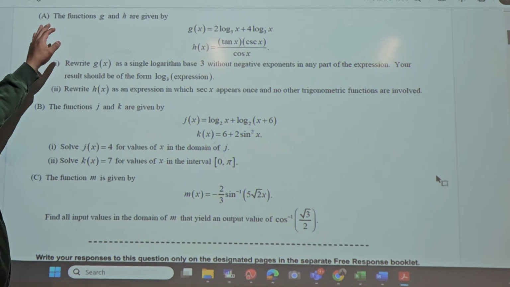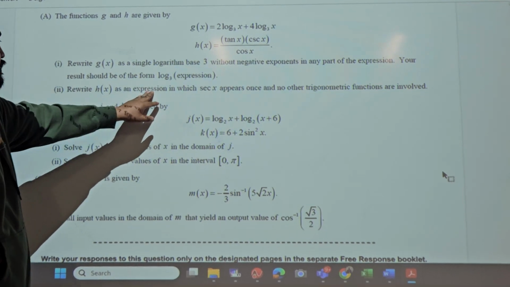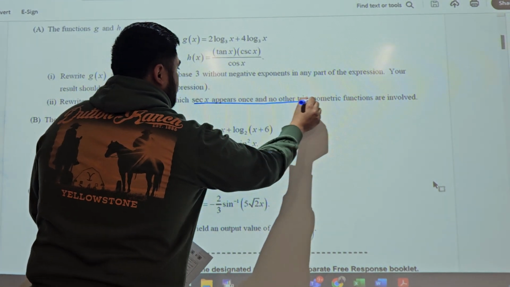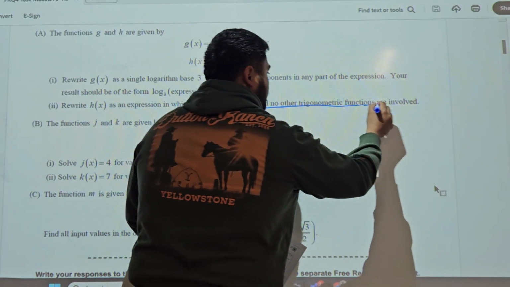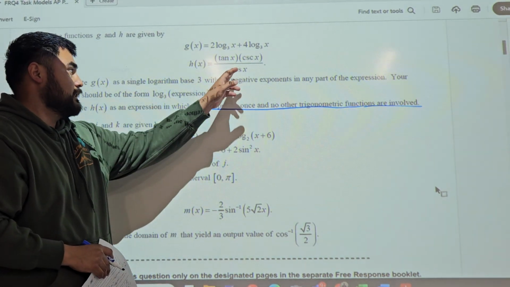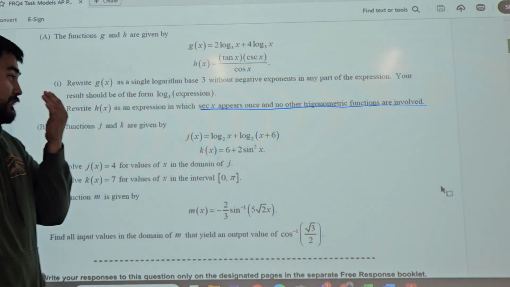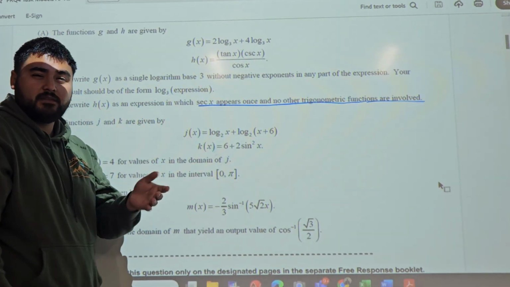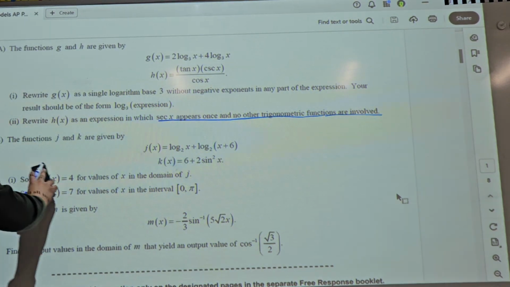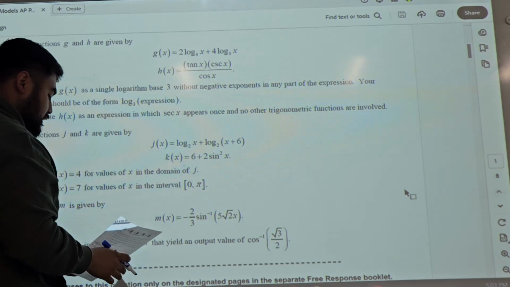So if you look at part A, section 2: rewrite h of x as an expression in which secant appears once and no other trig function is involved. If I look at my trig, I have tangent, cosecant, and cosine. There's no secant. So for this one, you guys have to know your identities. I think I gave you about 12, more or less, the most popular ones to try to memorize. So hopefully you do, because this one is not as easy as it appears to be.